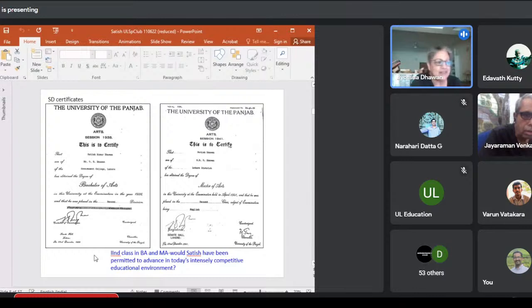Should we rethink our focus on scholastics? Should we be thinking about how to develop ability and passion and interest in our students rather than only just marks?